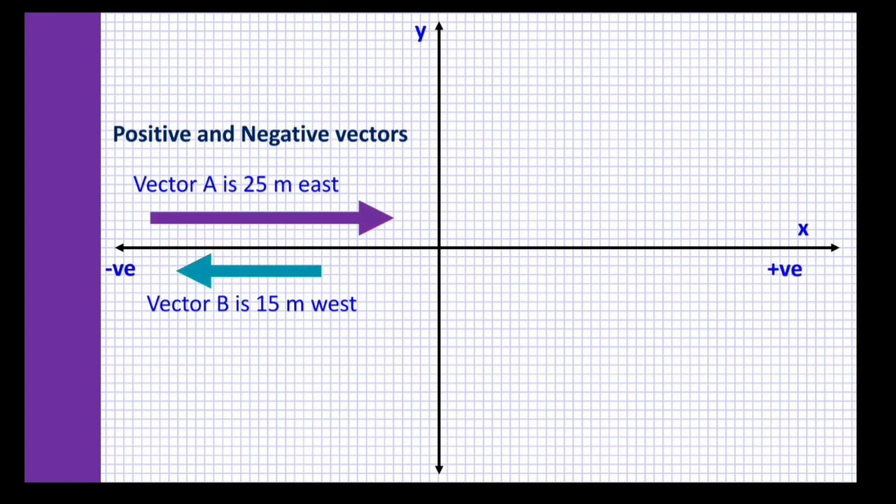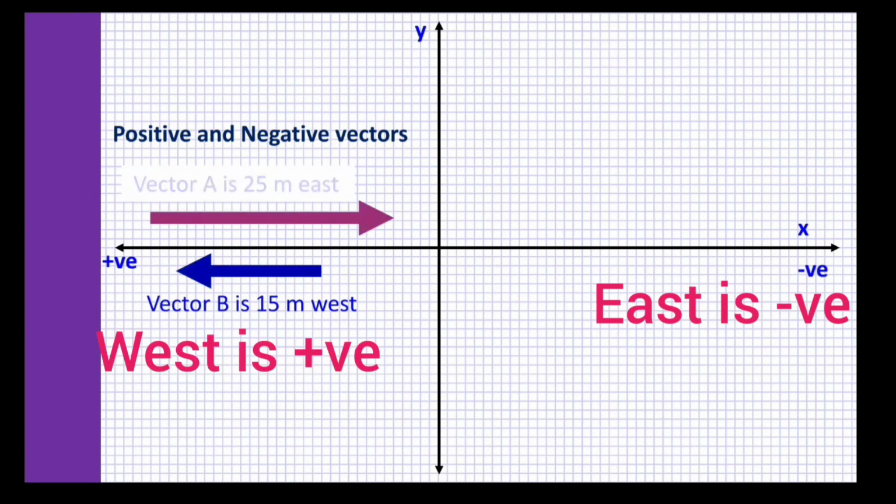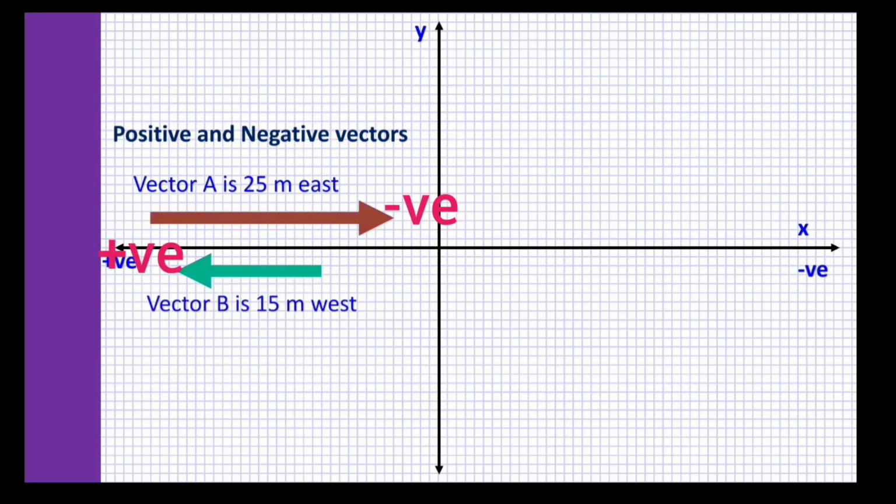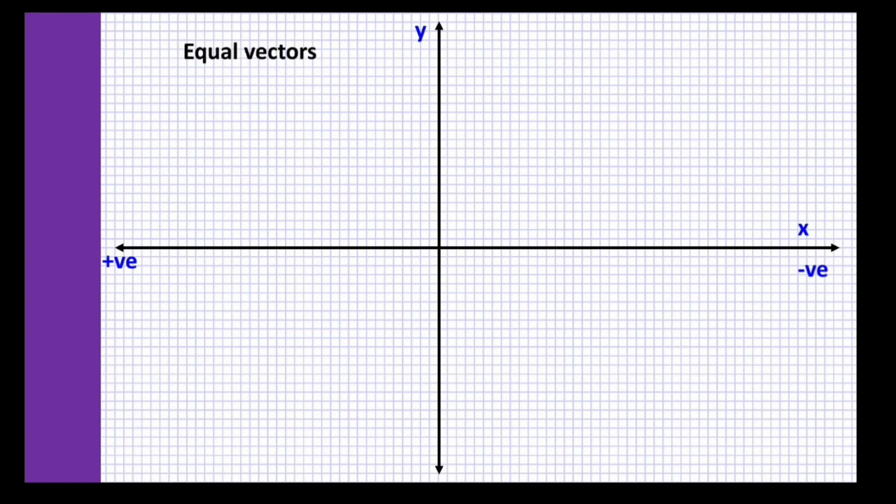We could as well swap this reference system and say, well, let's make the east negative, let's make the west positive. In this case now, vector A, the 25 meters east, is actually now a negative vector. And vector B, which is going in the west, is now a positive vector. So positive and negative vectors, it's an issue more of the reference system that we use. Which is the negative direction? Is the vector pointing in the negative direction? Is it pointing in the positive direction? Once we can establish that, we can establish which of the vectors is positive and which one is negative.